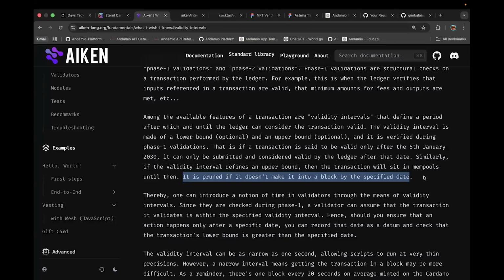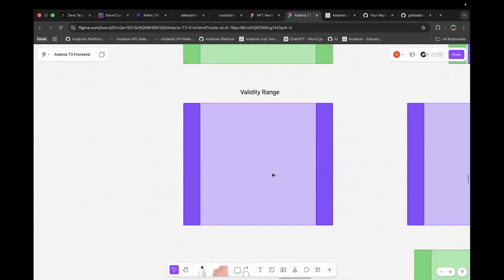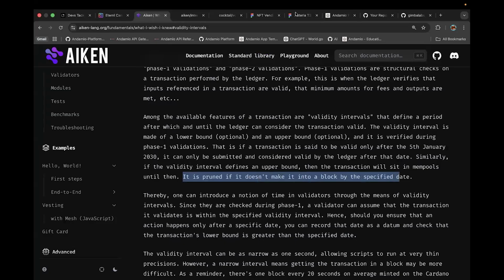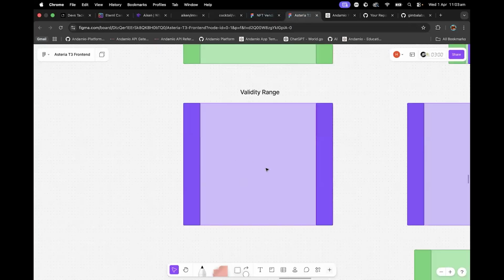Oh, yeah, I think it makes sense. So what they're saying is if the transaction doesn't pass before this deadline is met, then it is thrown into the bin, right? If it doesn't make it into a block, it is pruned. Pruned is removed. If it doesn't make it into the block before the specified date, time, upper bound. Okay, makes sense. So I think our assumption is still correct that the transaction has to live within the validity range.